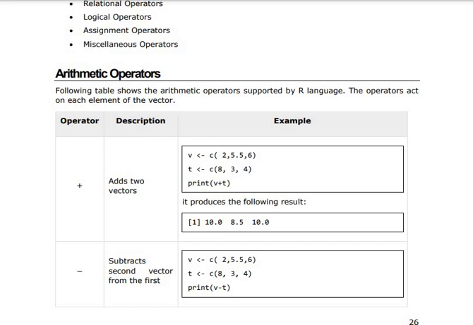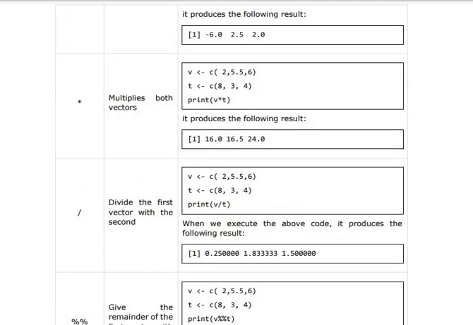Similarly, minus, subtraction, multiplication, and division. Look at division. 2 by 8, 5.5 by 3, 6 by 4.